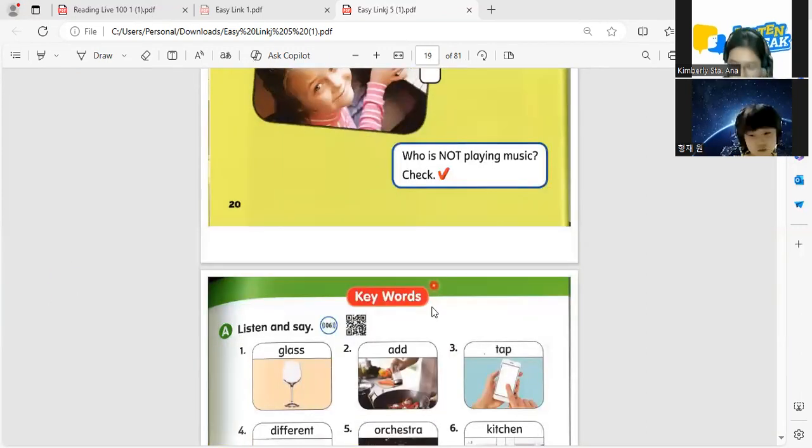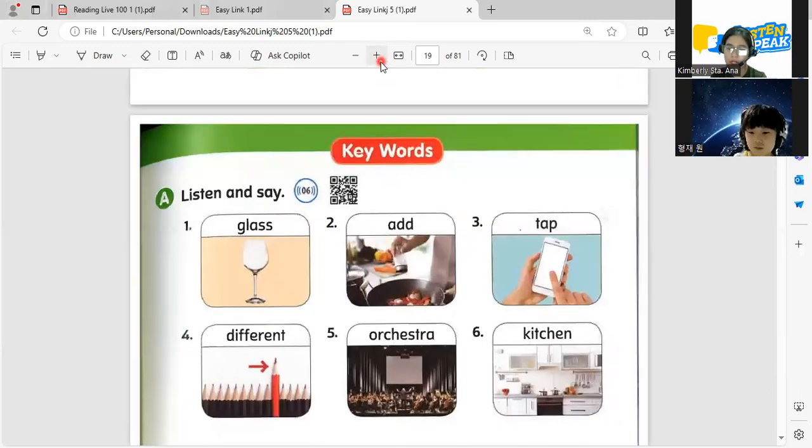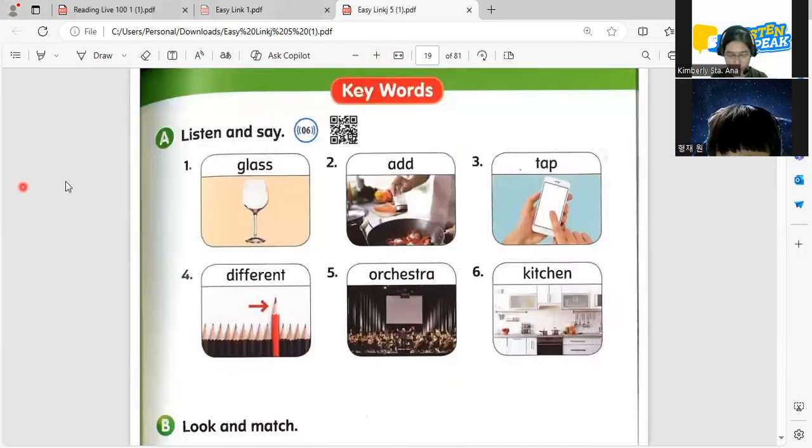So let's have this one. These will be the words that we will use in our next story. Let's have a very quick reading. What's the first one?